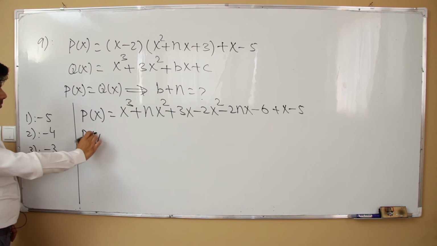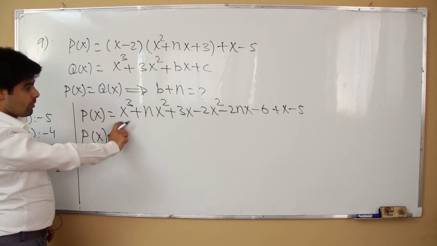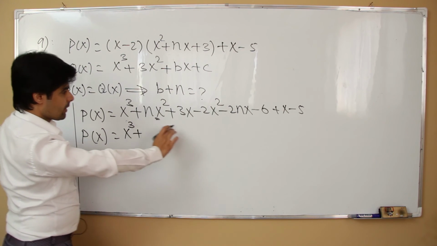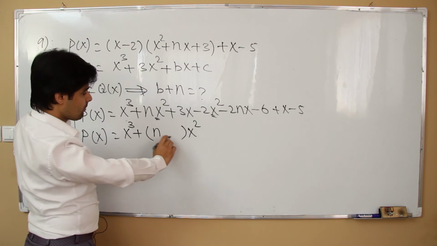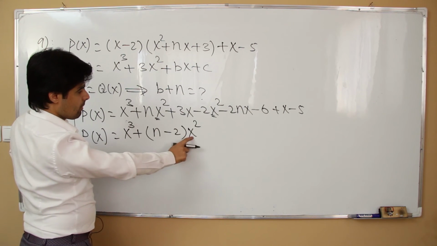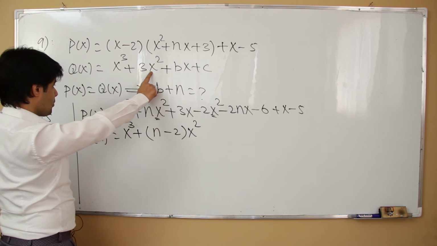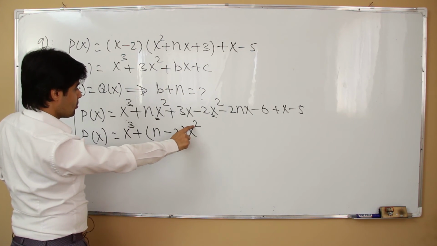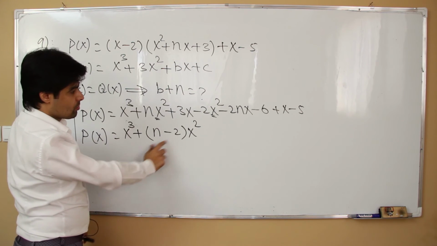Now try to write it according to the variables. x³, we have 1x³, plus x² in here, and in here we have n, this coefficient, with minus 2x², minus 2x². Why do you have to write like this? Because in here we have 1x to the power 2, so the coefficient is plus 3. In here x to the power 2, the coefficient is n or minus 2. So both of them, n and minus 2.